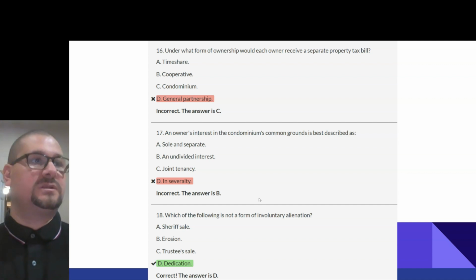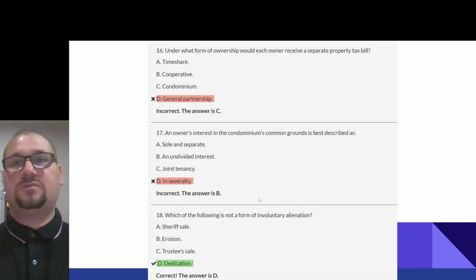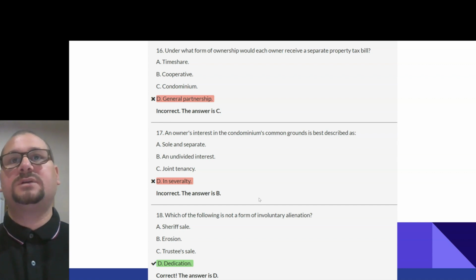That's pretty interesting, right? If you have four people who own a condo, you're going to have four separate tax bills. Each one of those owners owns a different interest in the land, so you could see four different tax bills on that condominium. Is it a timeshare? No. A cooperative? No. A general partnership? No. So under what form of ownership would each owner receive a separate property tax bill? That's going to be a condominium, right?